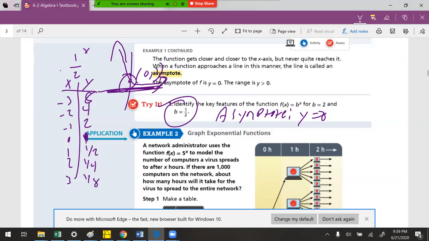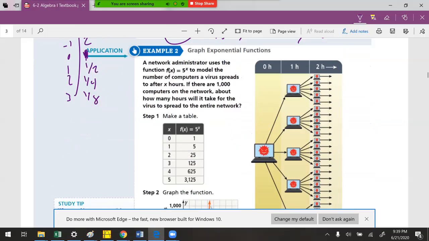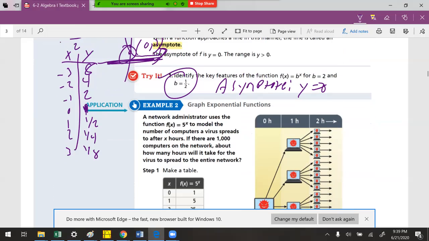Okay, let's look at this here. A network administrator uses the function 5 to the power of x to model the number of computers a virus spreads to after x hours. If there's 1,000 computers on the network, about how many hours will it take for the virus to spread?